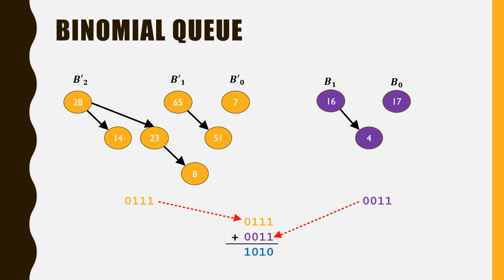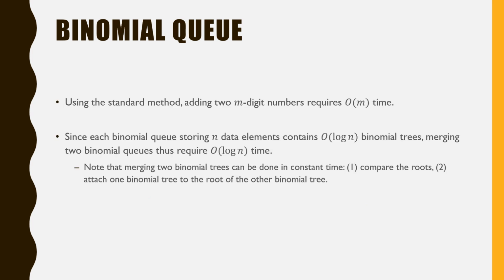This indicates that the merged binomial Q should contain a B1 and a B3 tree, which is precisely the result of the merge. Given the similarity between the binomial Q merge operation and the standard method for binary addition, they share the same time complexity.